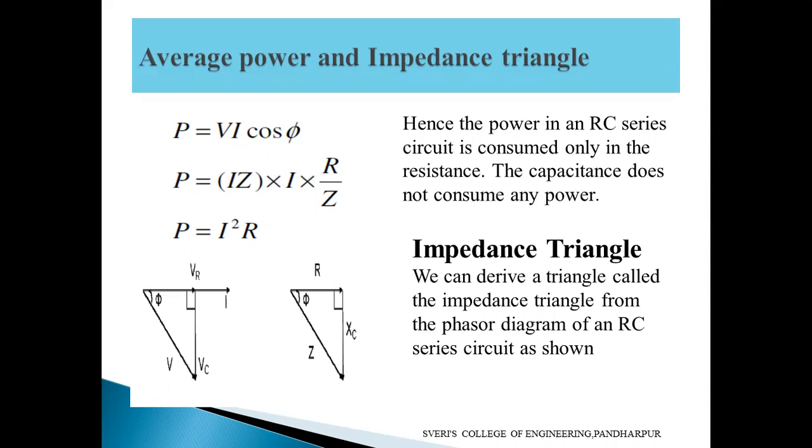So from this one, again cos phi equal to, which is adjacent here now? This is adjacent. This is opposite. This is hypotenuse. The adjacent divided by hypotenuse. So cos phi equal to VR by V. VR equal to V cos phi, you can write down. So again, we'll get this equation only. VI cos phi is the power equation we are going to identify here now. So this is average power. Average power P equal to VI cos phi.